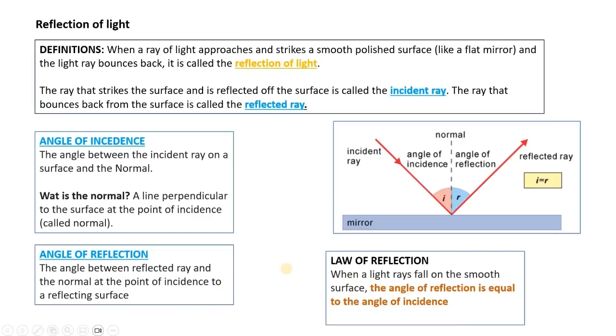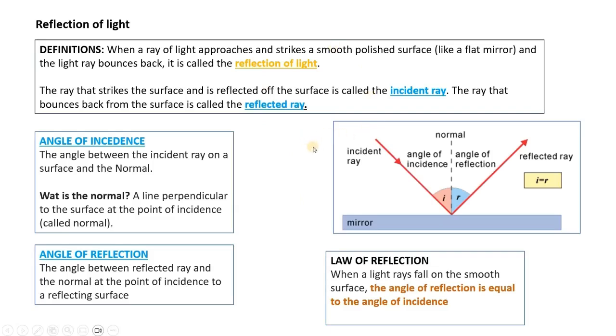So first we will start with definitions, starting off with reflection of light. Now what is reflection of light? Reflection of light is when a ray of light approaches and strikes a smooth polished surface like a mirror, and the light then bounces back, or it bounces off this mirror. That process is called reflection.